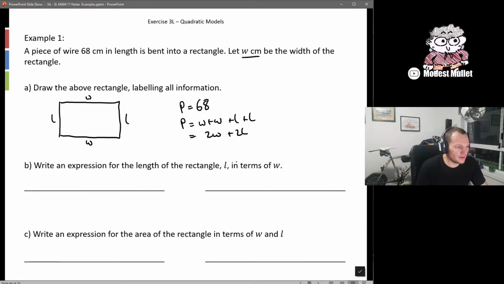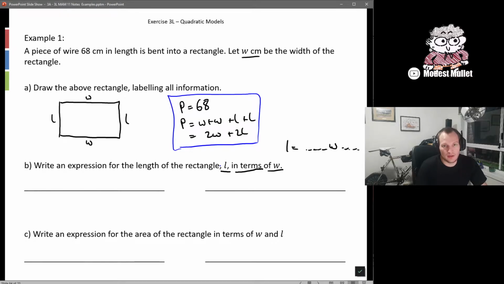Write an expression for the length of the rectangle in terms of W. When something says in terms of, L in terms of W means L equals something that has W in it. In terms of W means an equation that uses W. It's very common for these questions to use perimeter in some way and relate perimeter to area. So freshening up on perimeter and area of certain shapes will certainly be helpful.